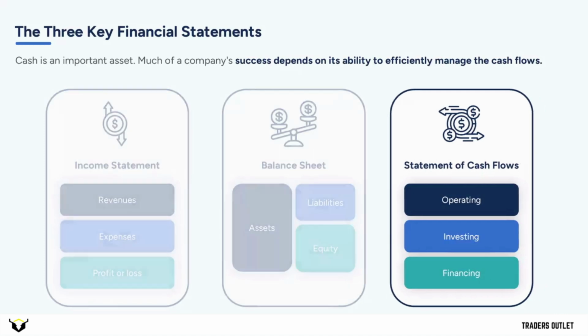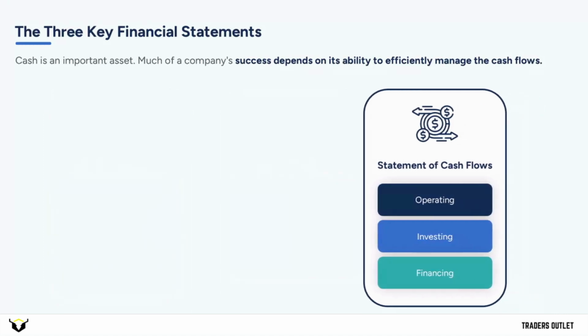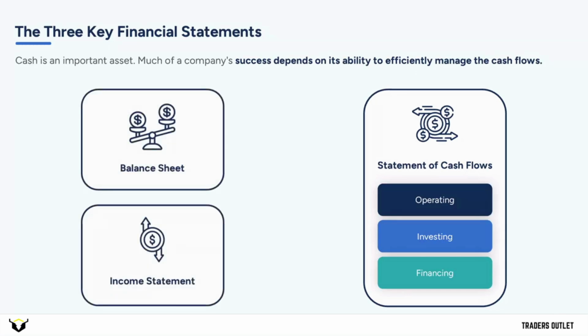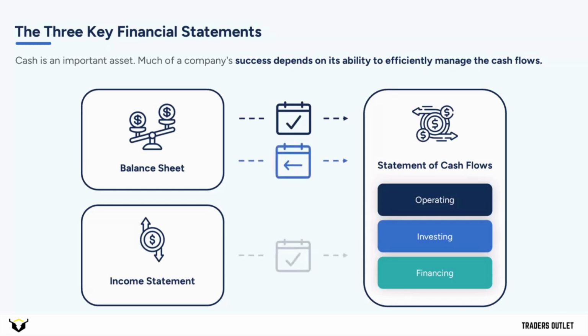In order to build a complete cash flow statement, we're going to need both the income statement and the balance sheet. And as I'll show you, it's possible to derive the cash flow statement using three things: this year's balance sheet, last year's balance sheet, and then this year's income statement.